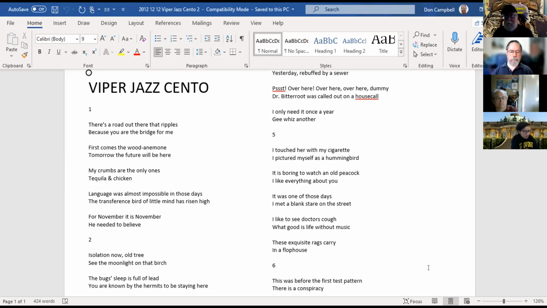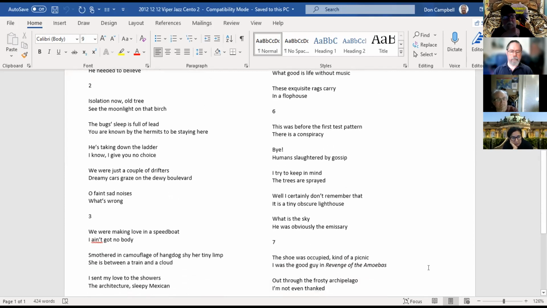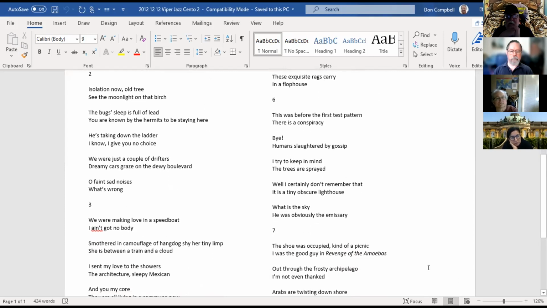Okay, so that is the first 10 lines, or the first 10 first lines of the first 10 poems in Viper Jazz Cento. And I just put them together, put it in the couplets, try to make it feel like it flowed. And because of the nature of James Tate's poetry, it does flow because he's just got some remarkable first lines. And when I put them together, they felt like they flowed. I'll do one more. This is number 2.